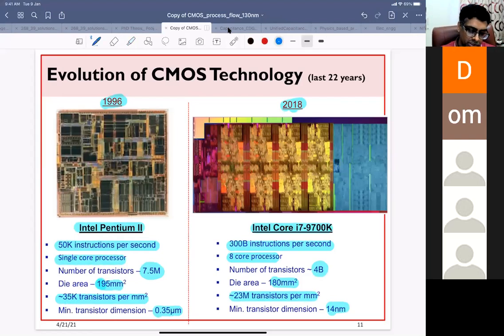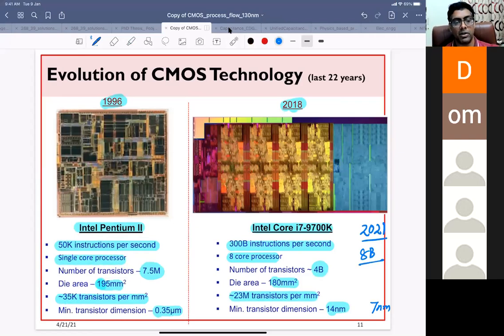When we are talking about 2020 or 21 now, we have microprocessor ICs having 8 billion transistors, and we are using the 7 nanometer and 5 nanometer CMOS node, right? So this is how things have improved. And how is this possible? This is possible because of scaling.